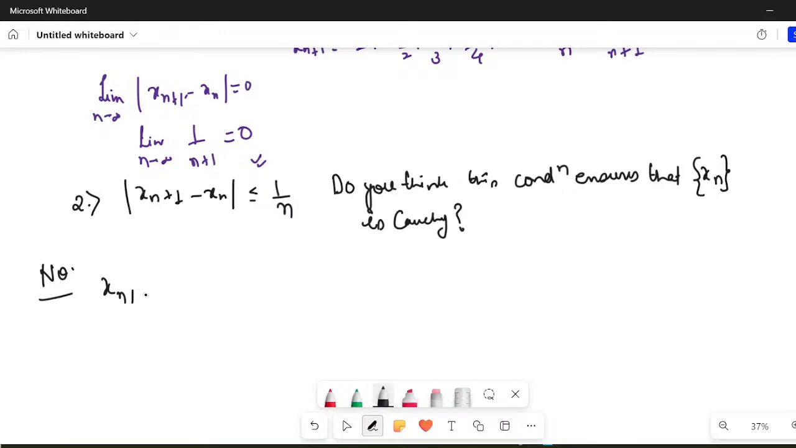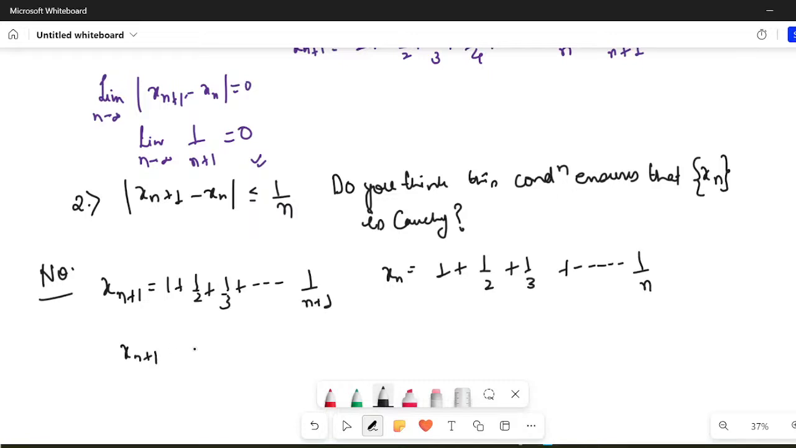Again take the example, xn plus 1 equals 1 plus 1 by 2 plus 1 by 3 up to 1 upon n plus 1, and take xn equals obviously 1 plus 1 upon 2 plus 1 upon 3 up to 1 upon n. Clearly, if I take the modulus of xn plus 1 minus xn, it will always be less than 1 upon n. See, because the modulus of xn plus 1 minus xn would be equal to 1 upon n plus 1. And clearly, it is less than 1 upon n.